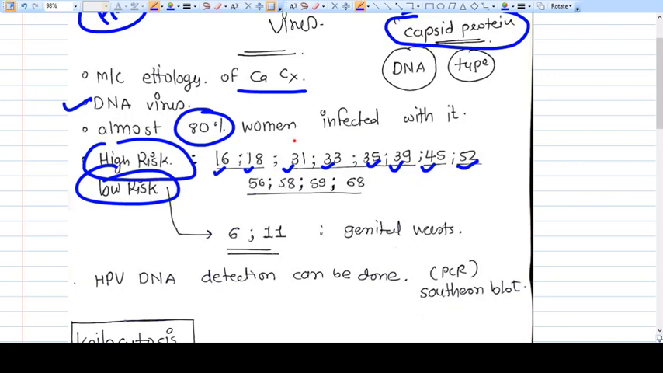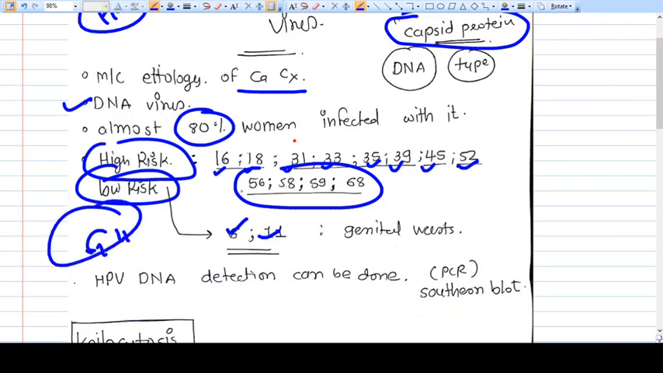The low risk viruses are 6 and 11. So you need to remember those figures, that these types of virus are high risk. Low risk is 6 and 11, which cause genital warts.